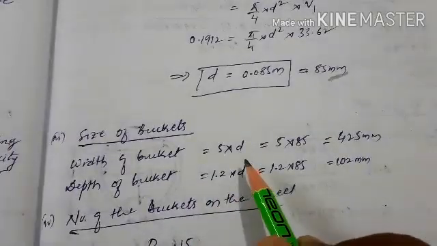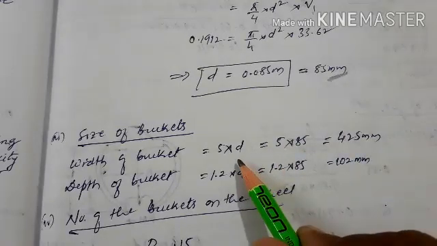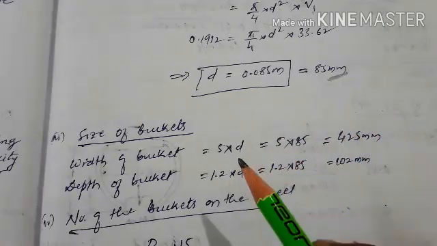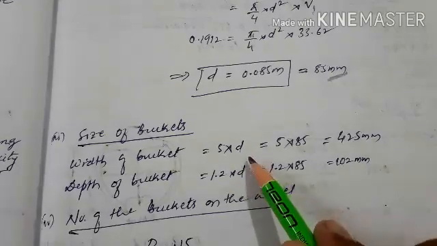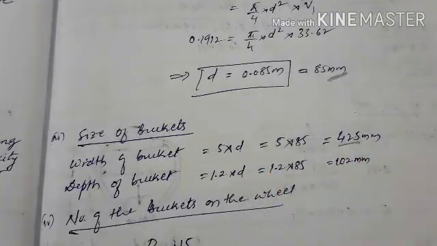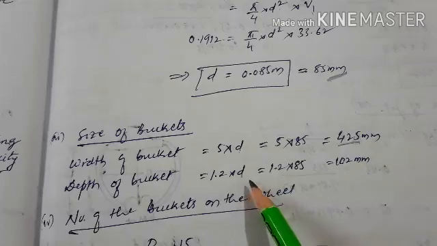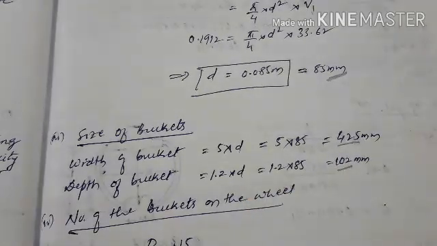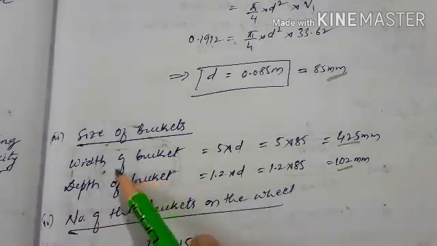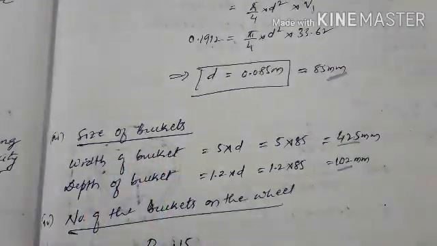So the width of the bucket to be considered here is 5 times d, or you can consider 4 times d. It generally varies between 4 to 5 times the diameter of the jet. Then we get 425 millimeter. Depth of the bucket is 1.2 times the diameter of the jet. Then we get 102 millimeter. You can also calculate the groove width. The groove width can be taken as 0.8 times d, generally 0.8, and that also can be calculated. But if we calculate the width and depth, that is sufficient for the design of a Pelton wheel.